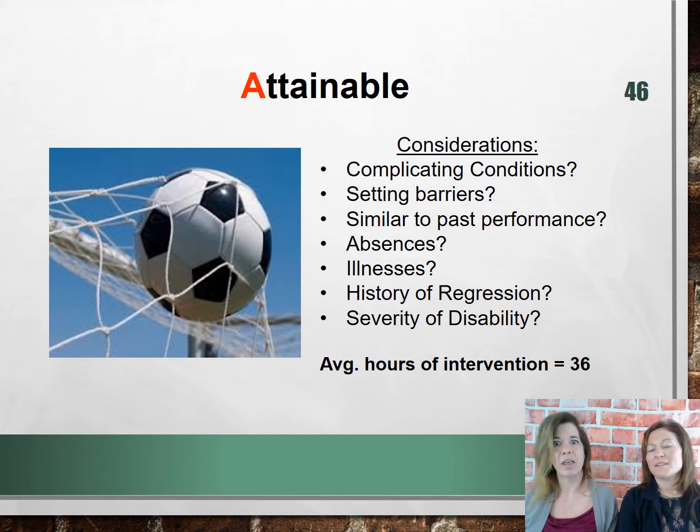Again, another webinar, but you need to be considering certain things that could be barriers. Maybe there's complicating conditions or illnesses or lots of absences. Maybe that student has had similar successes or failures in the past, and you can kind of see patterns there. Has that child had a history of regression? What's the nature or severity of the disability? Those are all important factors.